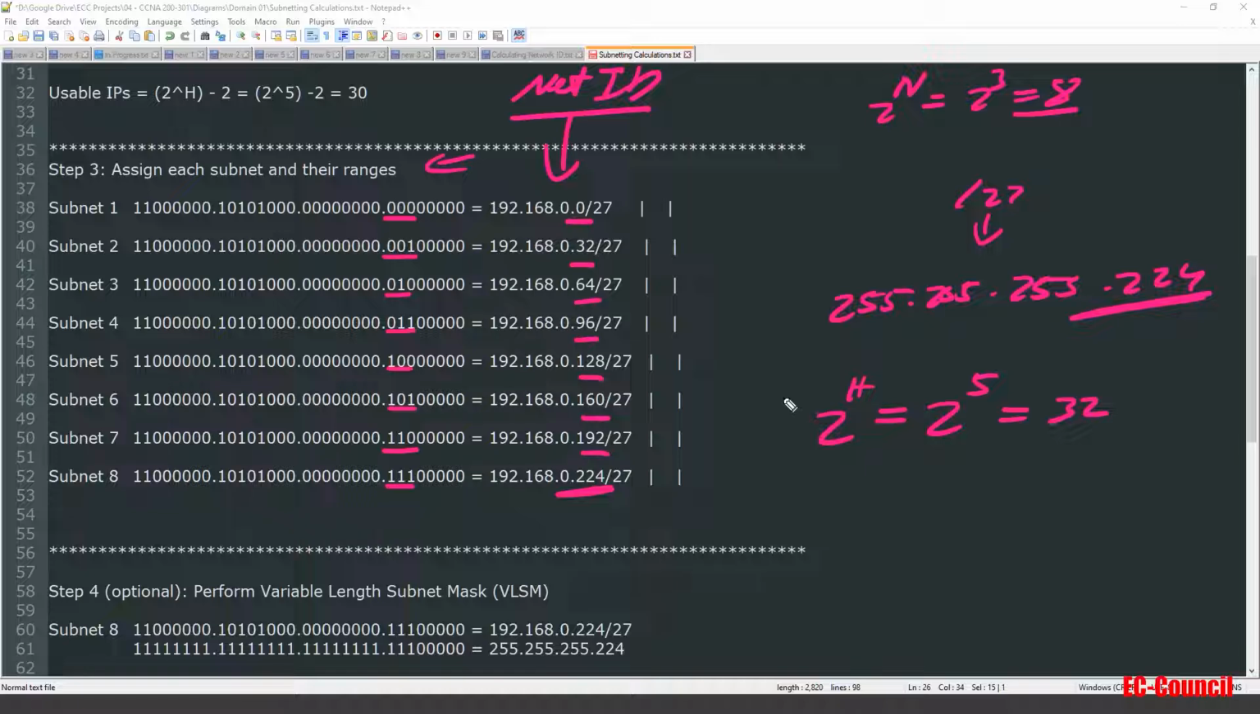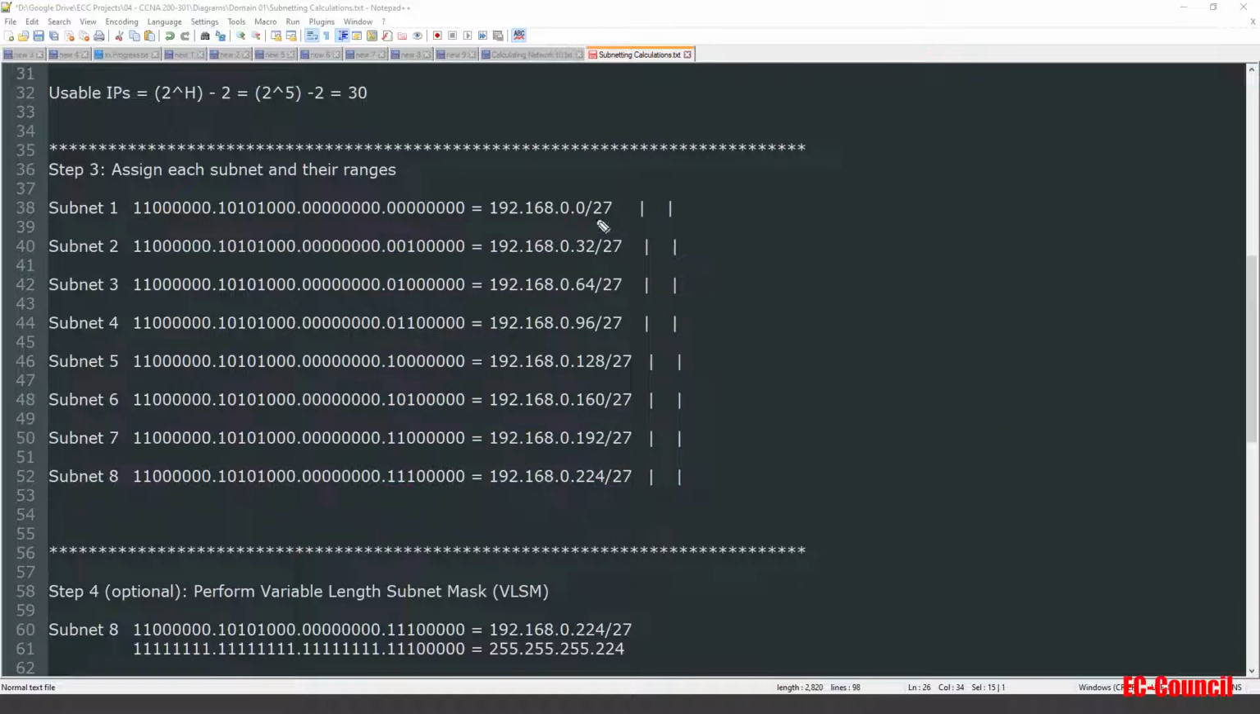The next thing you want to do is to actually calculate the ranges. So let's calculate the ranges now. We already have the network IDs here. Let's actually get the ranges. Just for simplicity's sake, I'm going to draw this line under each of these 3 bits so that we will not get confused on when we're actually making any adjustments to any of the bits on the host portion.